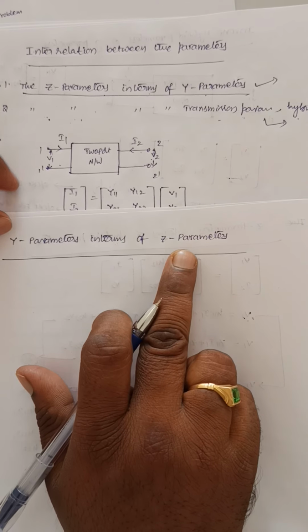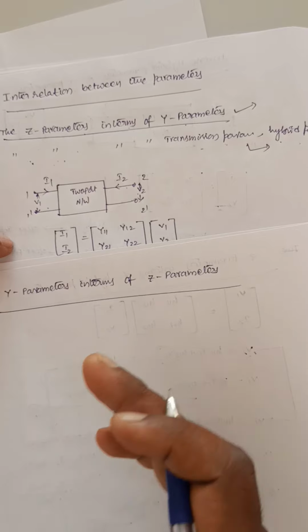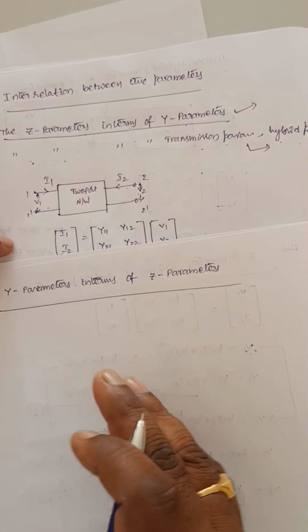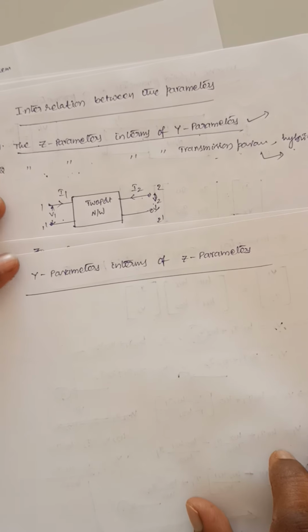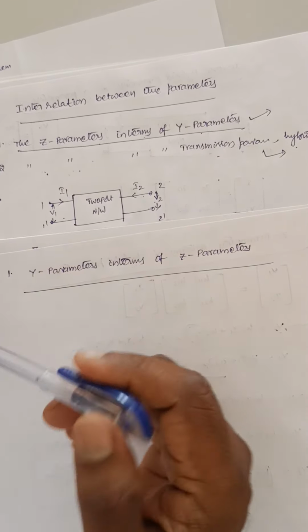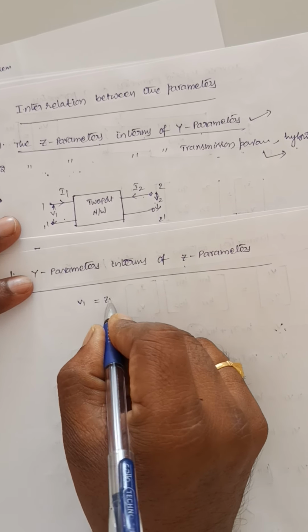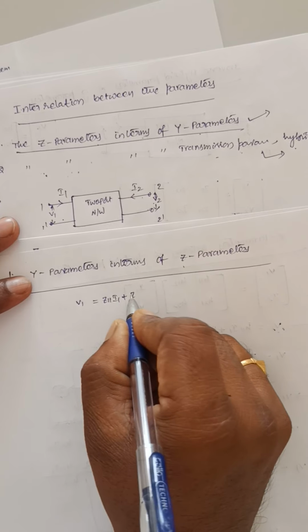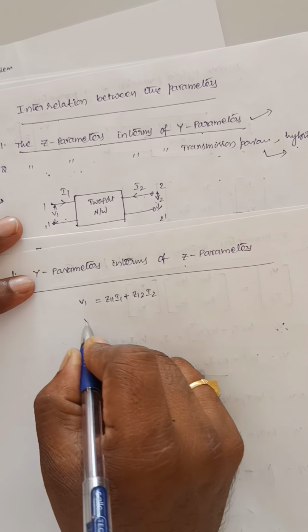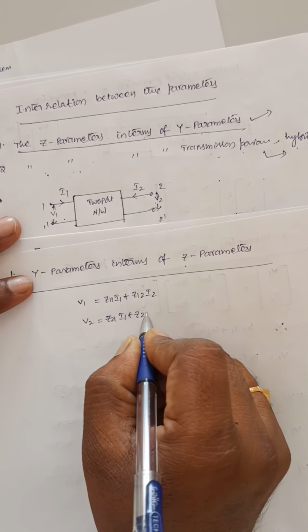Now I want to find the relation between Y parameters in terms of Z parameters. That means what is Y11 in terms of Z parameters? What is Y12, Y21, Y22 in terms of Z parameters? I am going to derive it here. For that, first you write the relation V1 is equal to Z11 I1 plus Z12 I2, and V2 is equal to Z21 I1 plus Z22 I2.